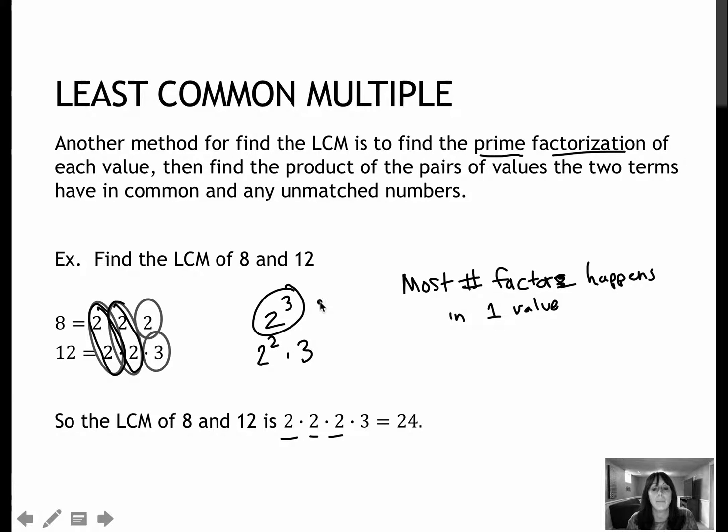And 3 happens 0 times here. We haven't really talked about an exponent of 0, but it doesn't happen in 8, but happens once in 12. And so notice I've taken it times 1. The other way to think about this is, of course, that I have 2 pairs and then these 2 singles, and I have to account for every single number. So my answer is 24, which is the same answer I got before.